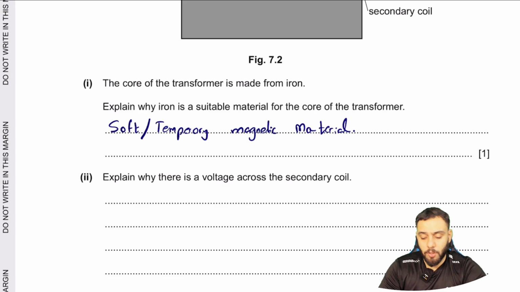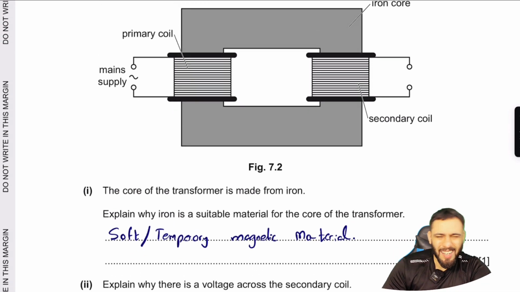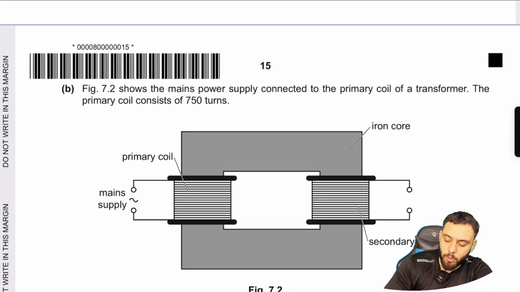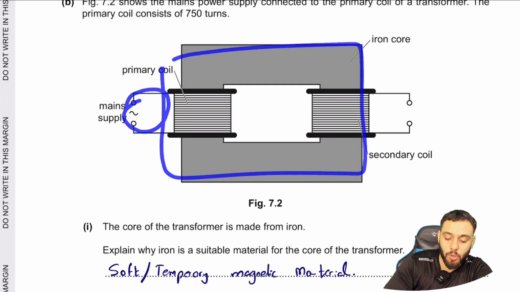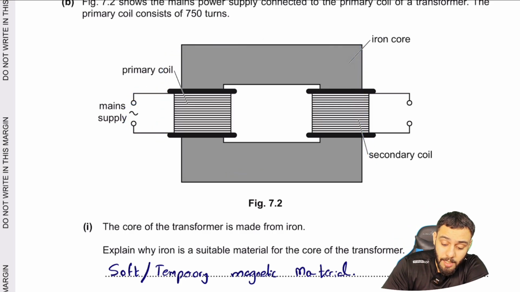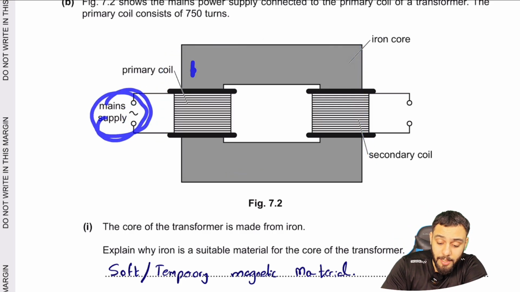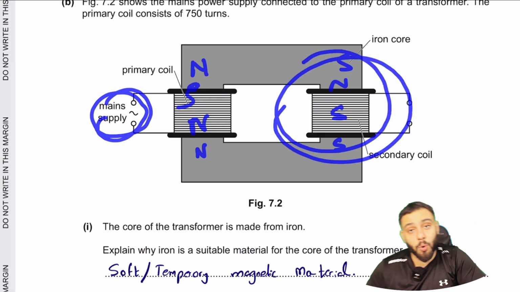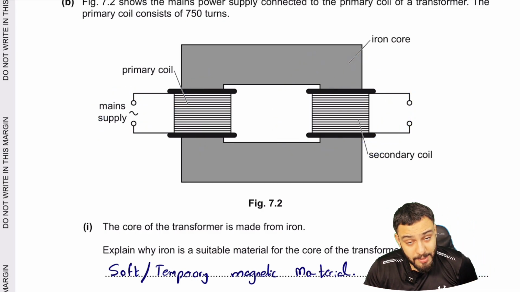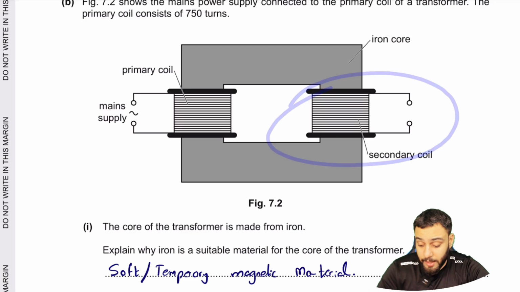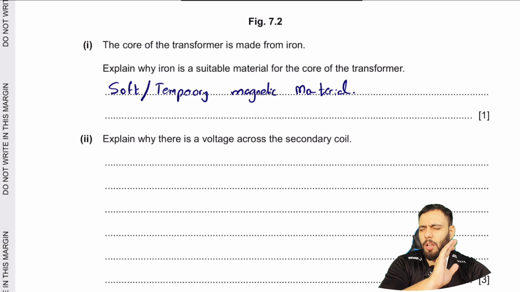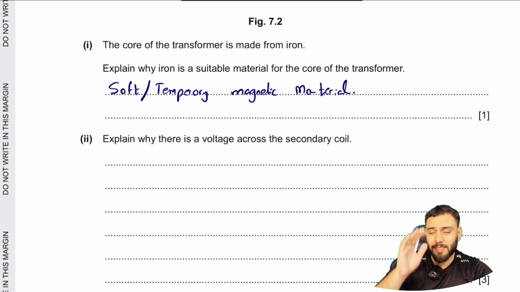Explain why there's a voltage across the secondary coil. Again, it's just how the transformer works. The alternating current in the primary coil induces an alternating magnetic field in the soft iron core. This alternating magnetic field interacts with the secondary coil and causes a rate of change of magnetic flux. Hence, EMF is induced in the secondary coil. This question has been asked a lot of times, with the same answer.